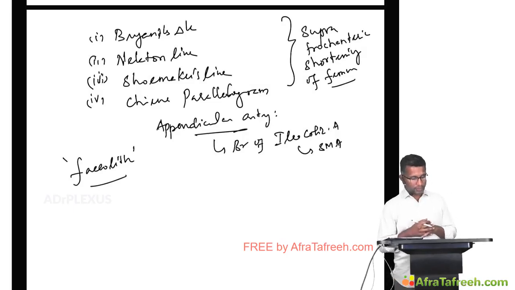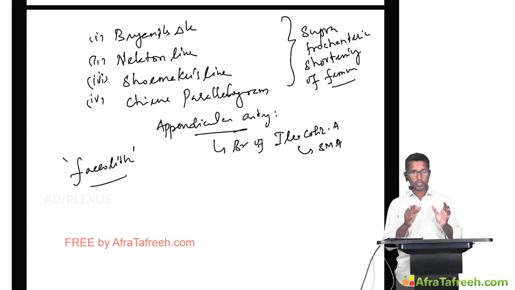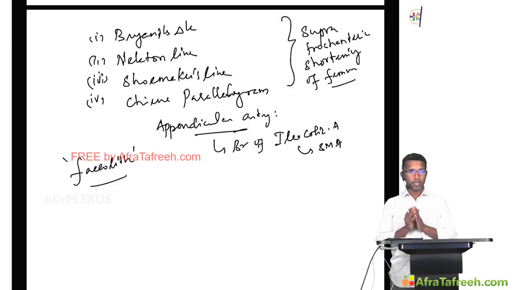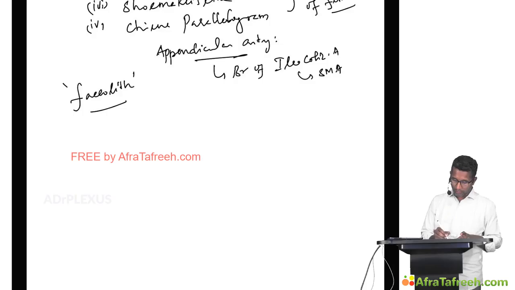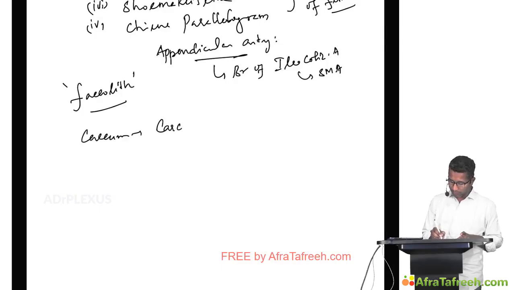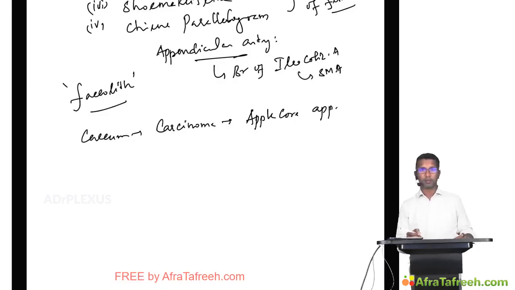Okay, very good guys. So this is about the appendix and the appendicular artery. Nothing much about the other intestines: ascending colon, descending colon, transverse colon, nothing much in them. Few things I will just add here. If you take the cecum, carcinomas in the cecum or in other parts can give a classical appearance called the apple core appearance in X-rays.